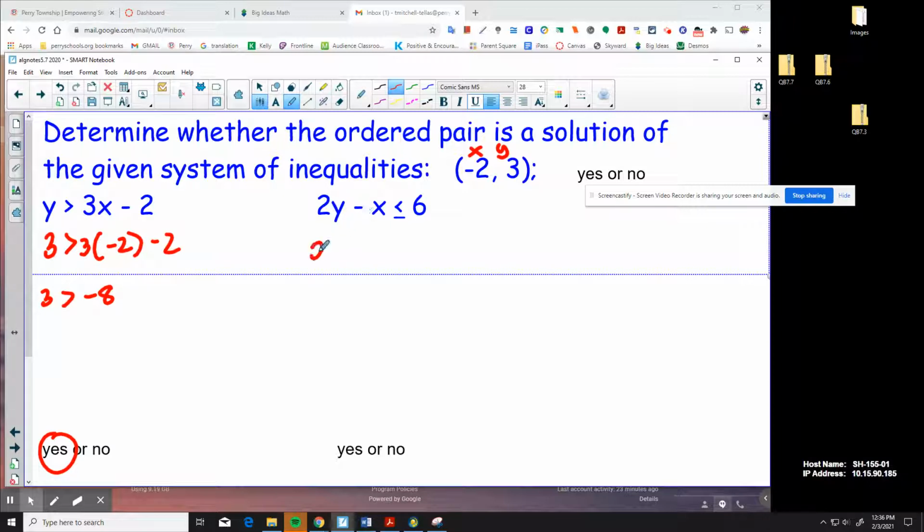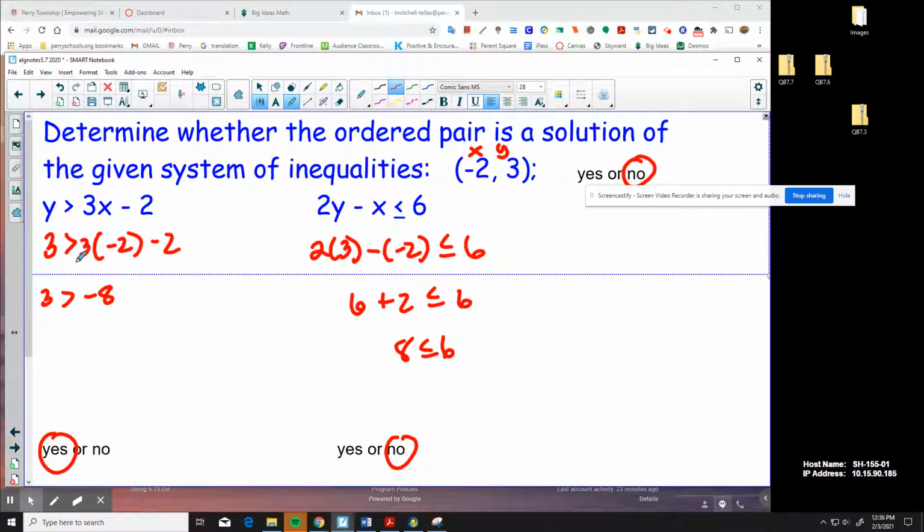same thing over here, 2 times 3 minus -2 is less than or equal to 6. So that's 6 plus 2 is less than or equal to 6. That's false. So that's a no. So this is a no. So the point negative 2, 3 would be in this inequality's shading, but would not be in this part. So it would only be in a single shading instead of a double shading.